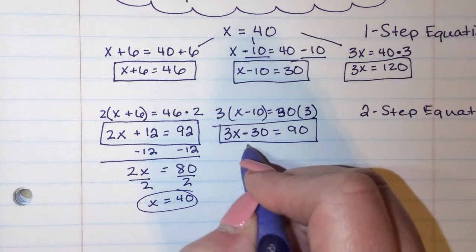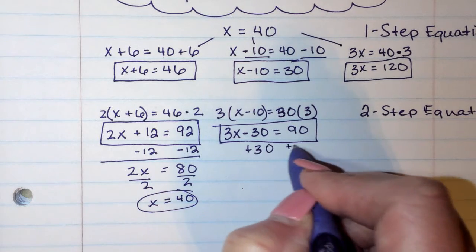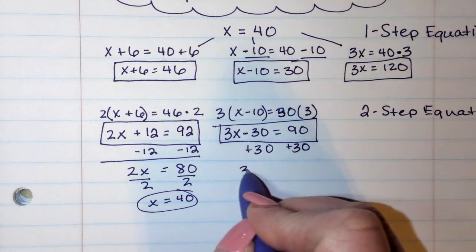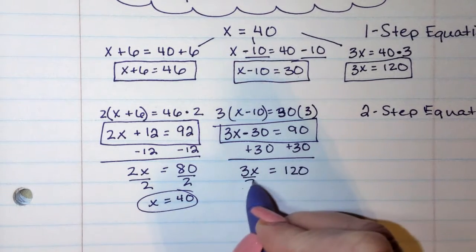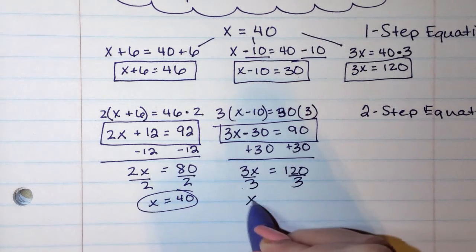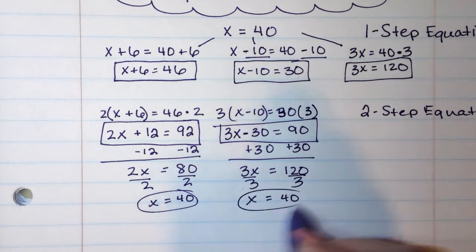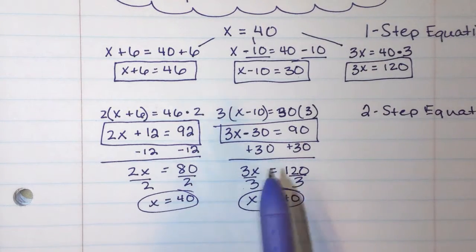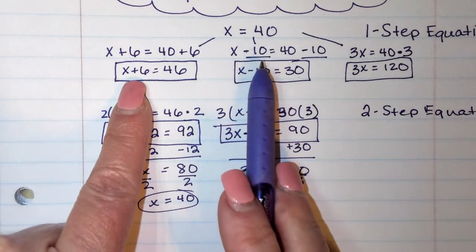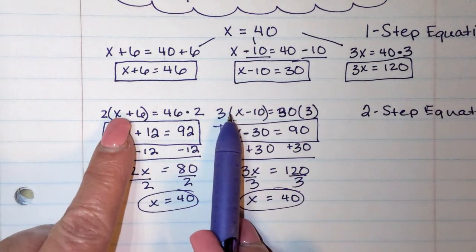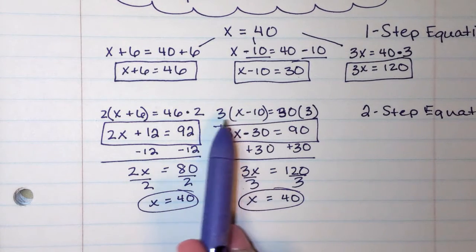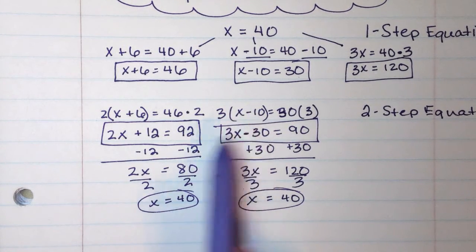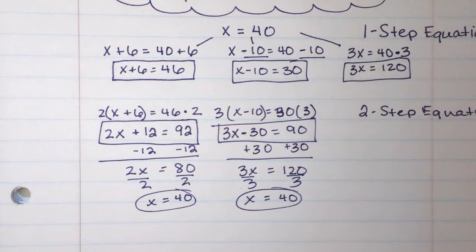And just to see if it worked, add 30 to both sides. I get 3x equals 120. Divide by 3 on both sides, and x equals 40. My solution is still good. So, in this case and in this case, all I did was take a number and multiply both sides. And remember, if there's two terms, I've got to multiply both terms by what I'm multiplying by.